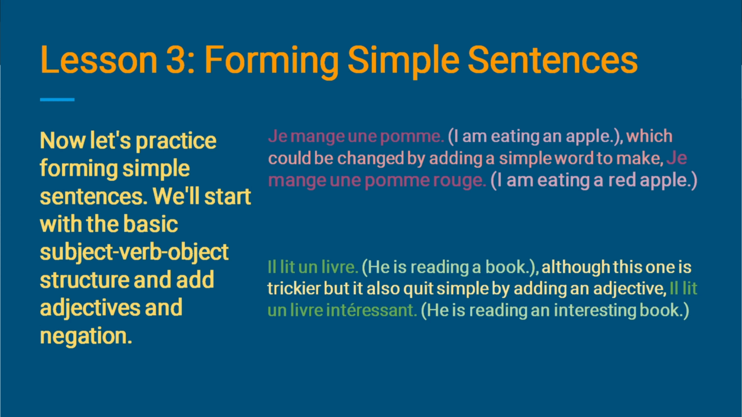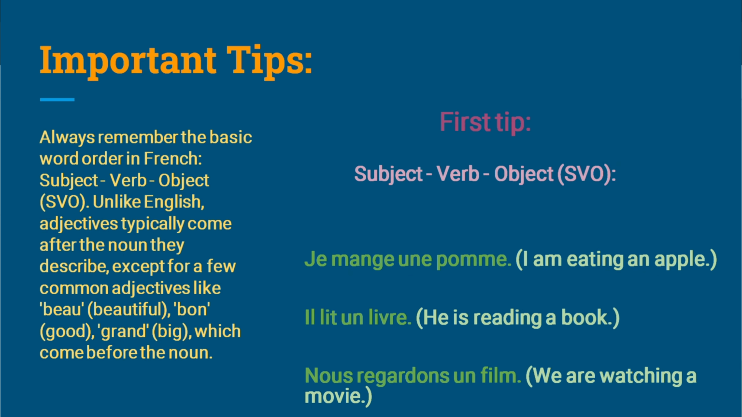Now, let's practice forming simple sentences. He is reading a book. Although this one is trickier, it is also quite simple by adding an adjective. Il lit un livre intéressant. He is reading an interesting book.